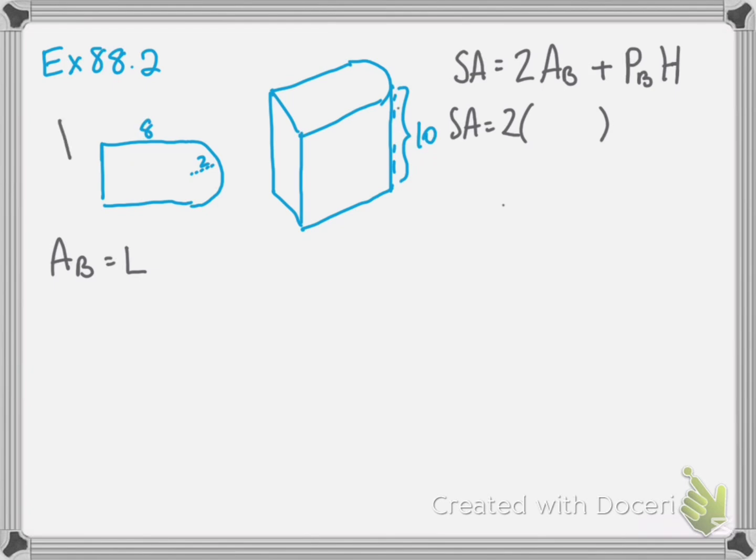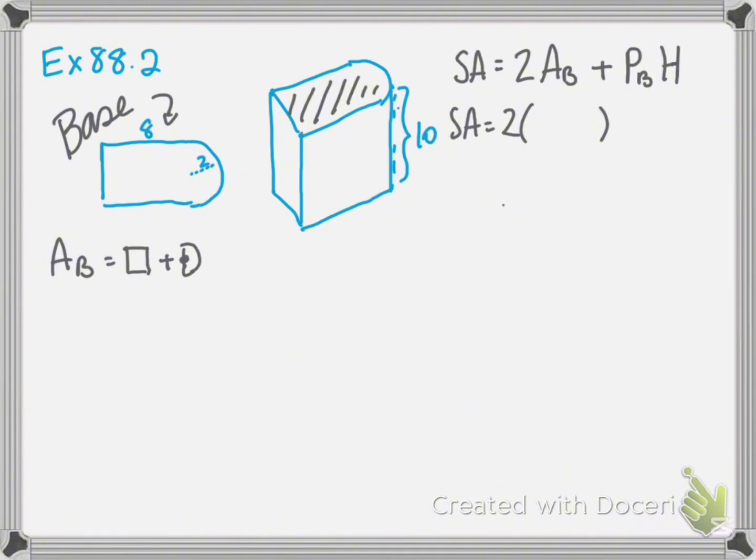Well, this is the base. That shape that is here, the top or the bottom of that cylinder. That cylinder is not a regular circular cylinder. Notice that it has a rectangle and a semicircle. But we're going to find the same. So we're going to find the area of that rectangle plus the area of that semicircle.